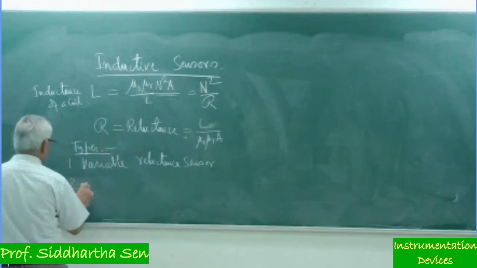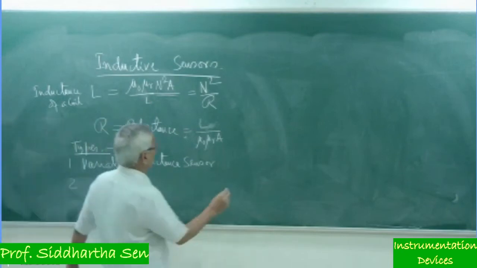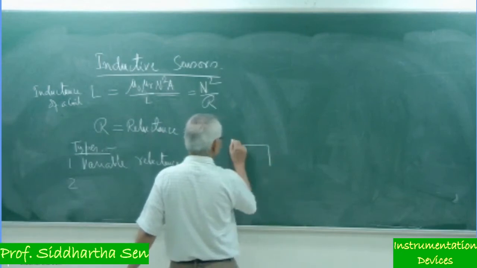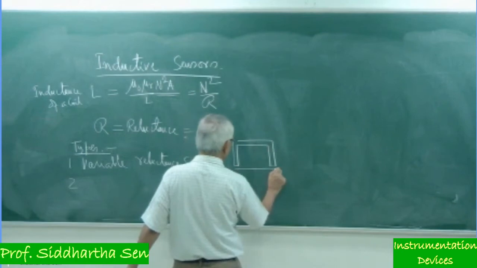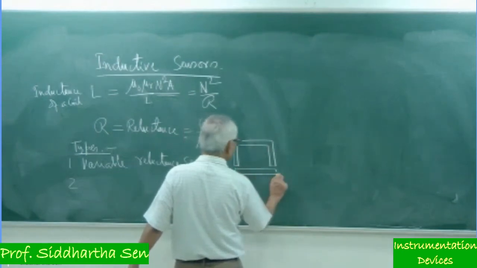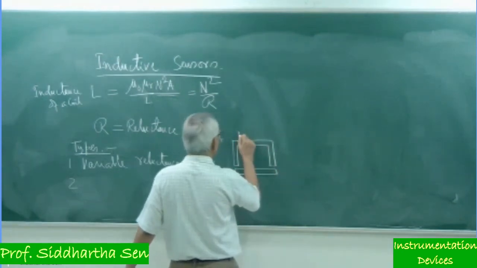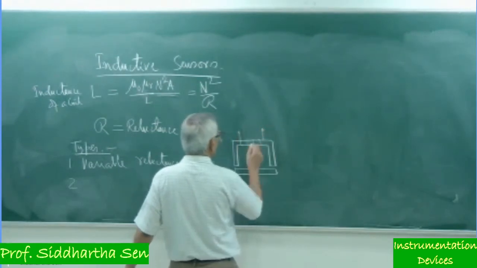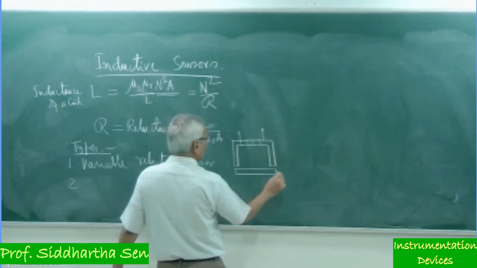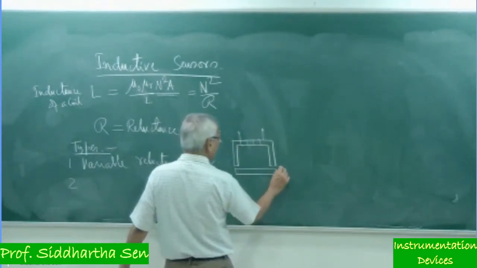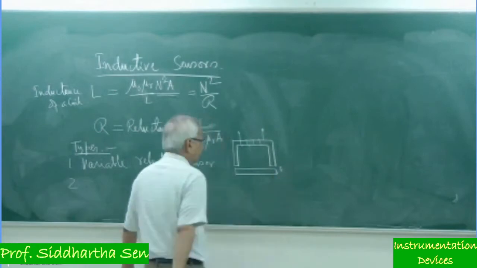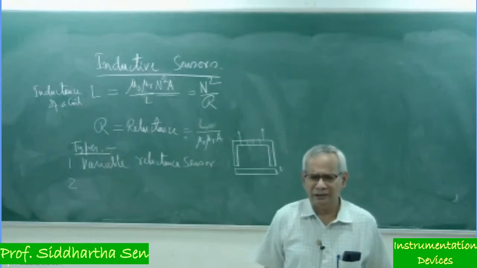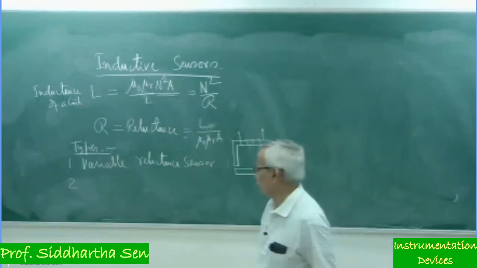Next, we can look at it like this, for an example. This is very common, the problems of Parker-Smith or other problems are like this, that there is an iron core, and there are two iron cores and there is some air gap. If you vary the air gap, the reluctance will change, and as a result, the inductance will change.